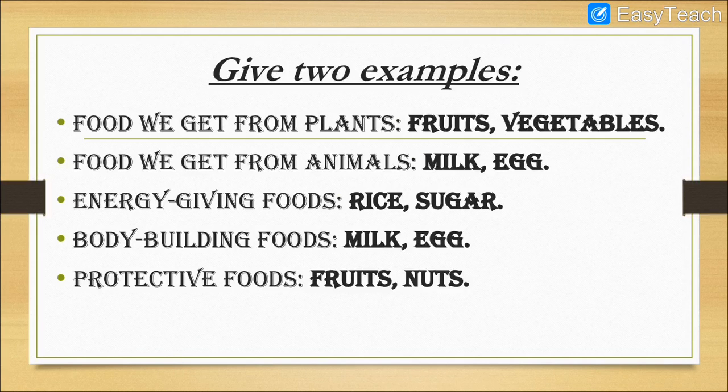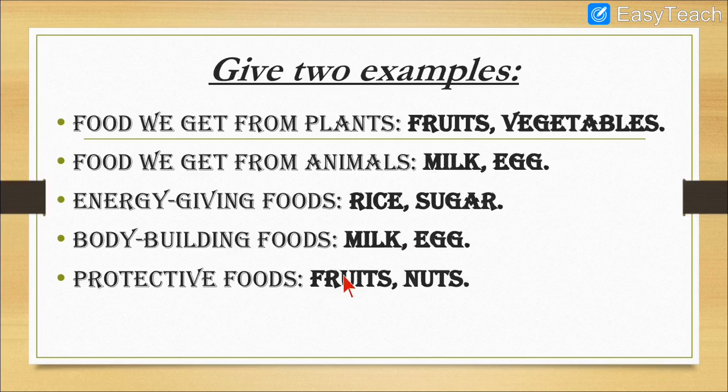After that, we had learnt give 2 examples. Number 1, food we get from plants, fruits and vegetables. Food we get from animals, milk and egg. Energy giving food, rice and sugar. Bodybuilding food, milk and egg. Protective foods, fruits and nuts.